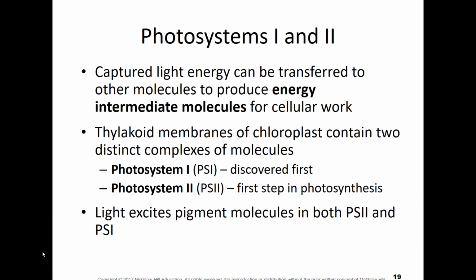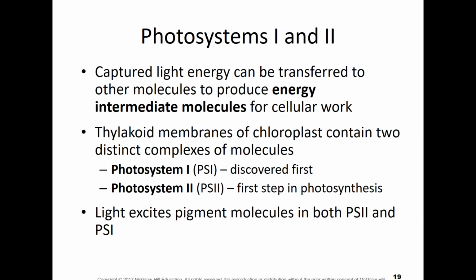Okay, so these pigments are absorbing light. They're reflecting the green light, but they're absorbing the other wavelengths of light. And what can happen is, as they absorb light, it excites the pigment, it excites electrons in the pigment, and those electrons will bounce to another molecule and produce energy intermediates for work in the cell.